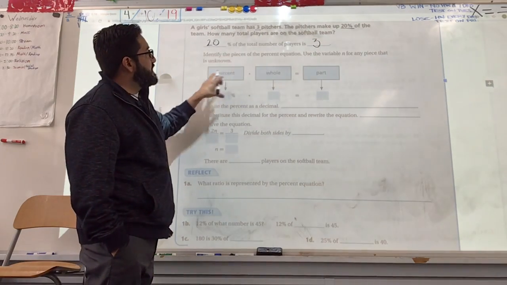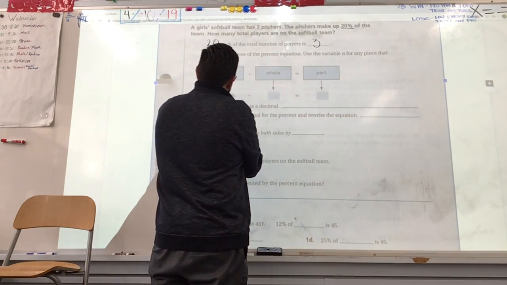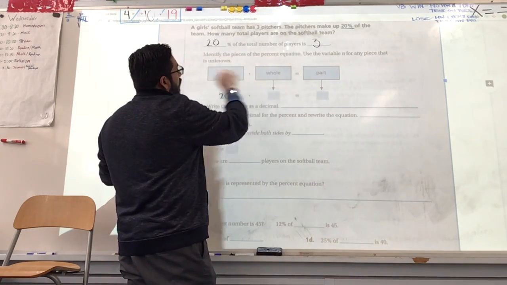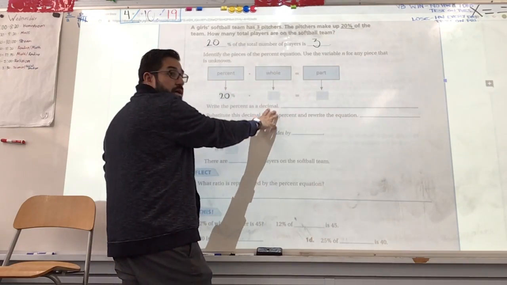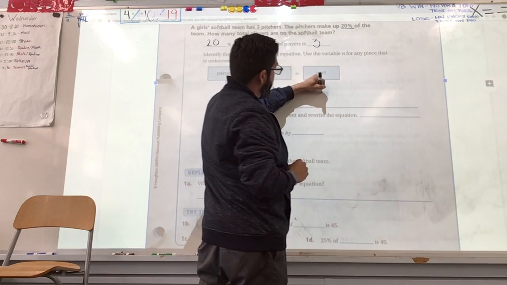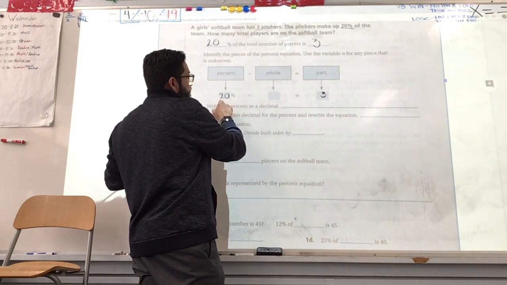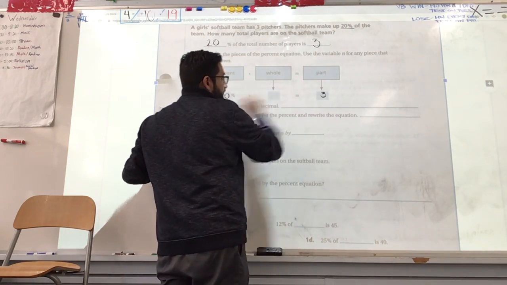So we're going to identify the pieces down here. What do I have? Well, I have a percentage. I know that. And I'm looking for the whole. It says how many total players are on the softball team. That I don't know. But I do have a part of the equation, and that is 3. Because I know that 3 is 20% of the whole. So 20% of whatever this number is, is 3.